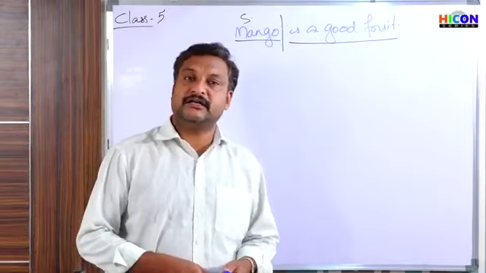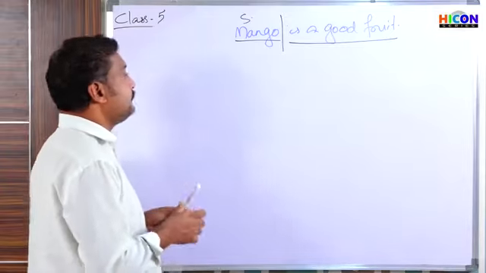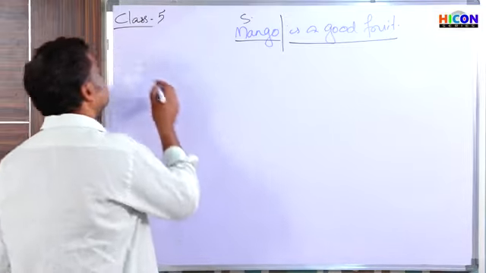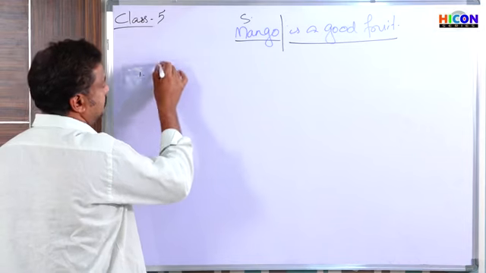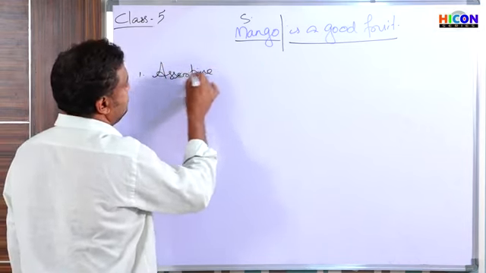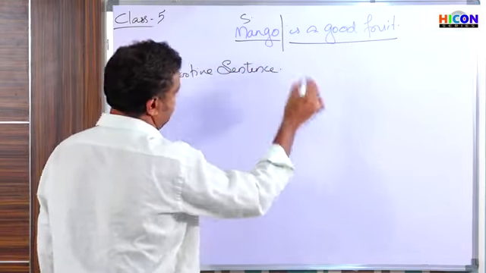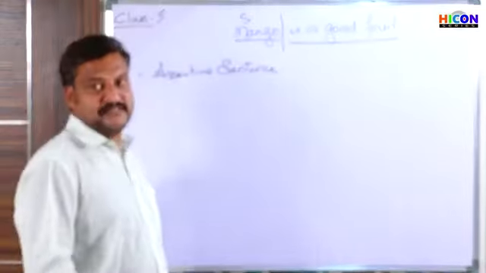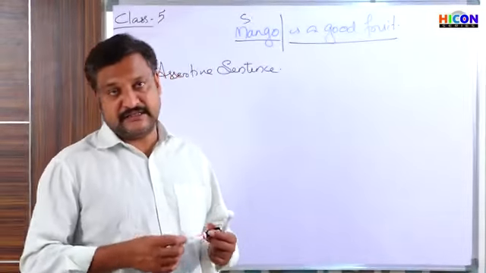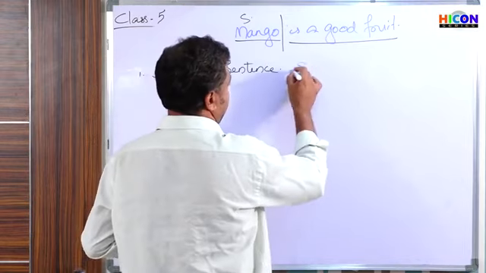Now, there are different types of sentences. They are one, assertive sentence. The first type of sentence is called assertive sentence. Assertive sentences are simple statements.